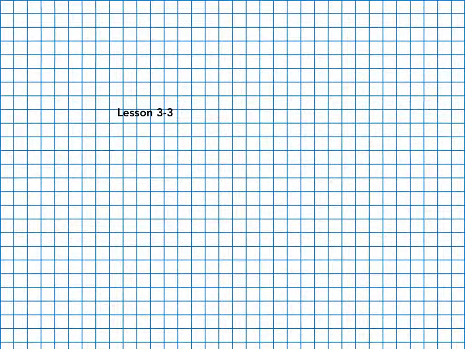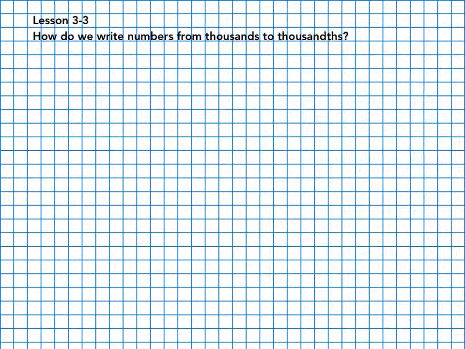Welcome, fifth graders, to lesson 3-3. And today's lesson is how do we write numbers from 1,000 to thousands. And actually, I'm going to write it like this: from 1,000 to thousandths with the TH. I'm going to put an S there, and we should probably put an S on this one too. So what we're going to be working on today is writing numbers and seeing how that will go.